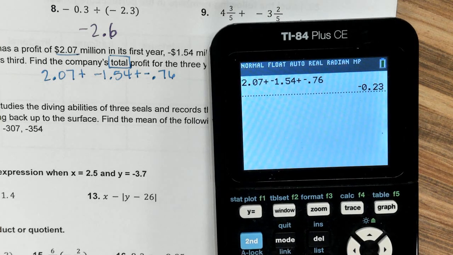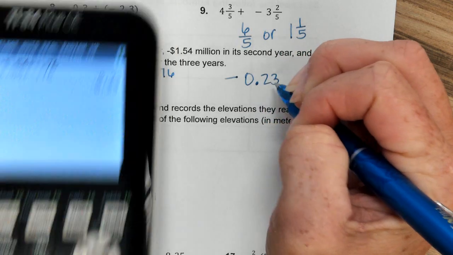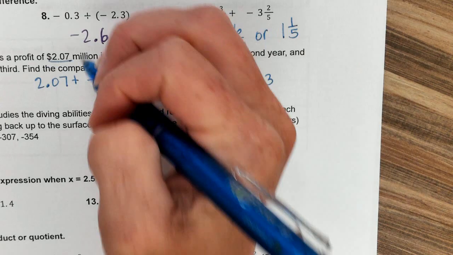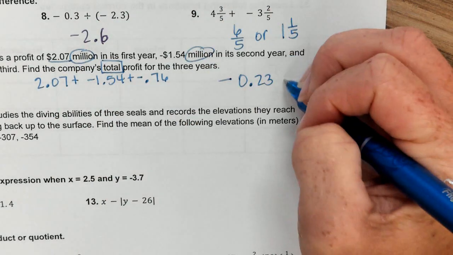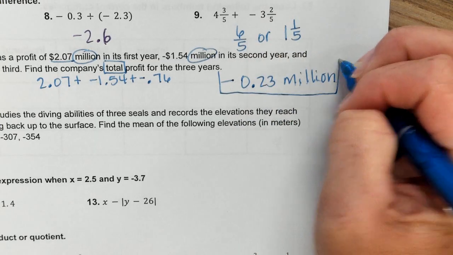And I got negative 0.23. Now that's not my answer. It is negative 0.23 million because all of these say million. So all you had to do is tack on that million and you're good to go.